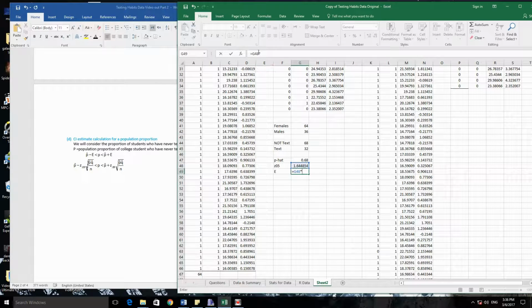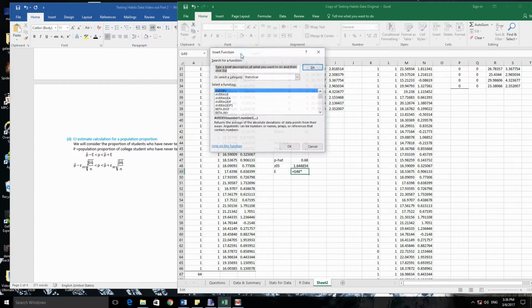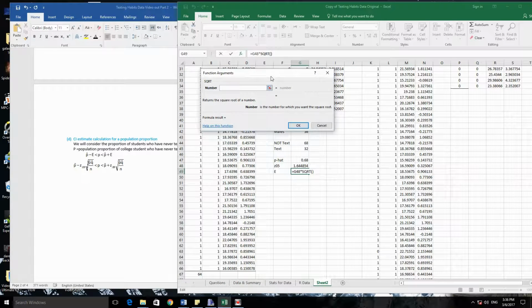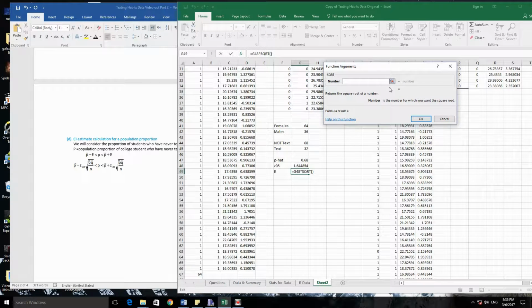Okay, so the square root function, I want that function here, and I happen to know the syntax for it, but suppose I didn't. I could go to f of x. I don't want statistical now. I want all. And I want to find square root in the list. So square root is right here. Okay, so square root. So square root of what?